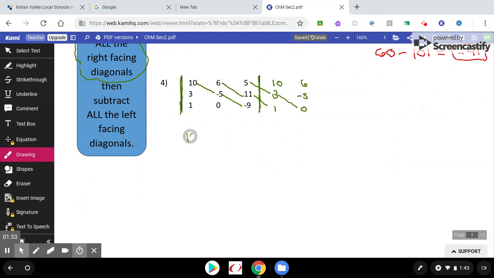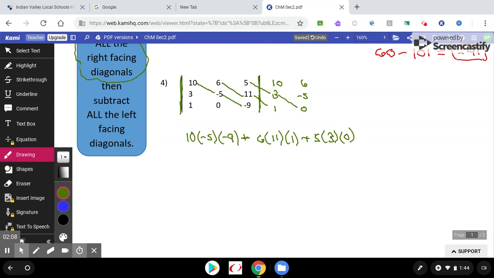So I've got a 10 times a negative 5 times a negative 9. So the blue box said to total up the diagonals, and that means by multiplying the diagonals. So the second diagonal goes from the 6 to the 11. And when we rewrote that 1, it makes it easy to find that third number. And then the third right-facing diagonal goes from the 5 to the 3 to the 0. And that would be our right-facing diagonals. So I'll go back and add those up here momentarily.